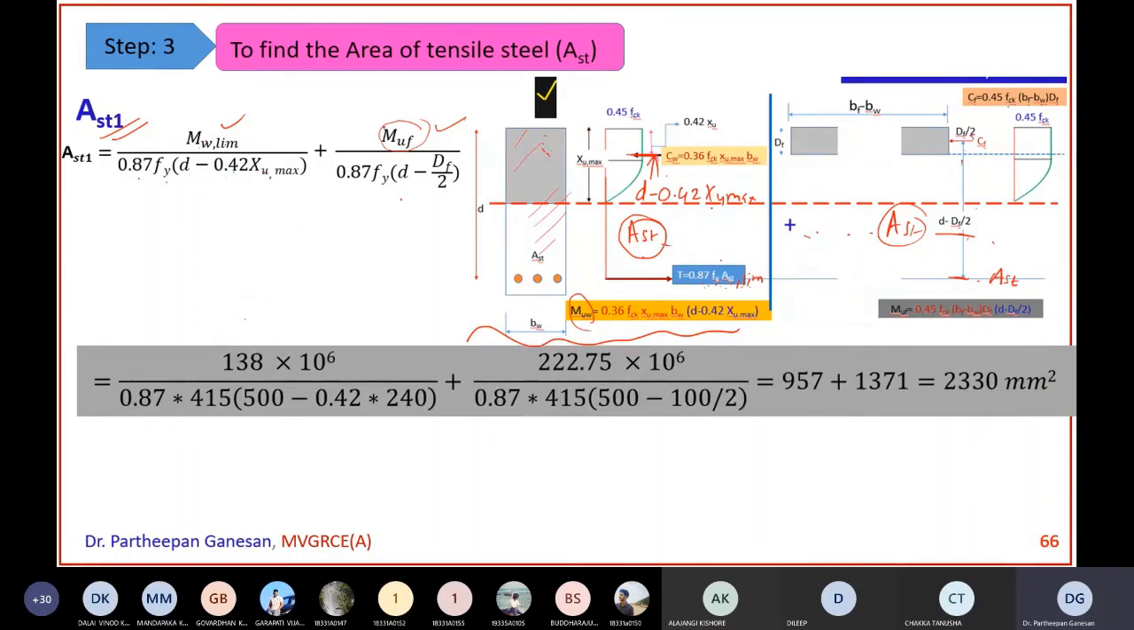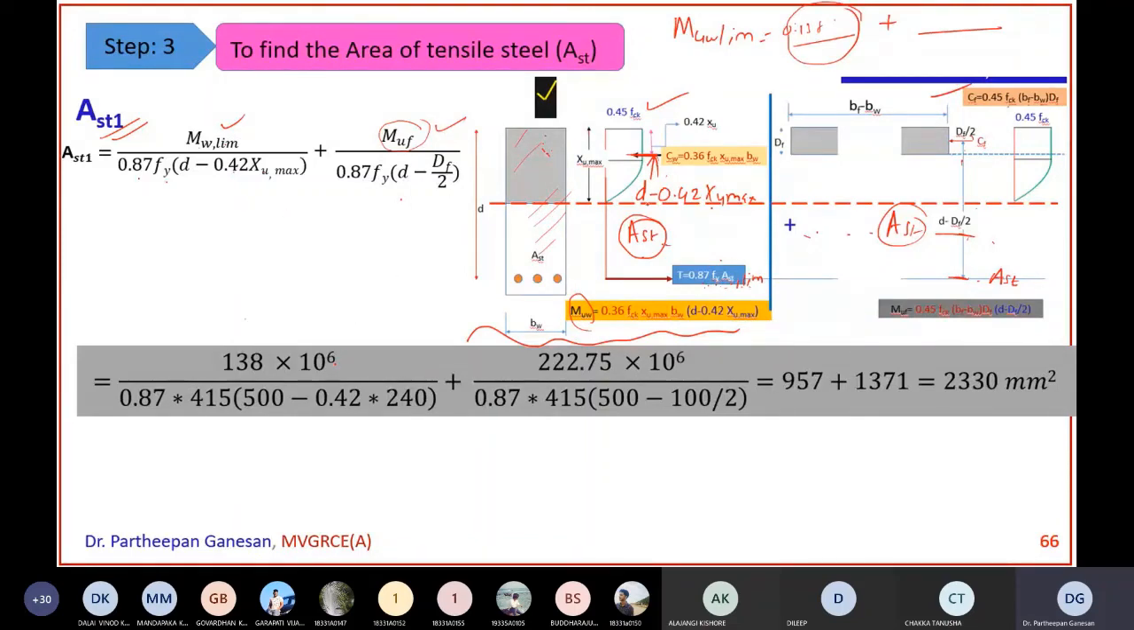In the previous step, the MU limit has two portions. One is for this portion, that is 0.138 fck b d square, and the second one is for this other portion. So this portion alone is 138 into 10 power 6.